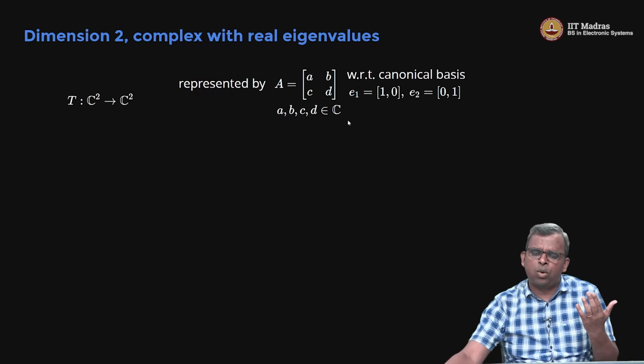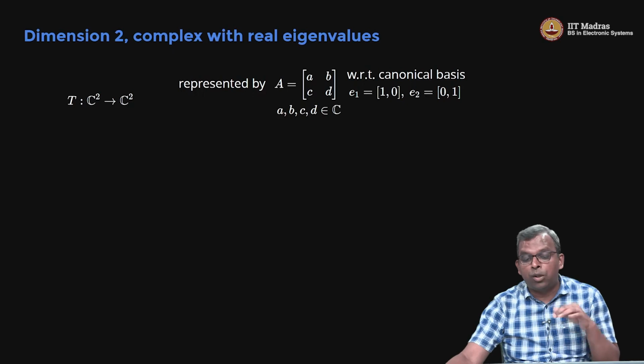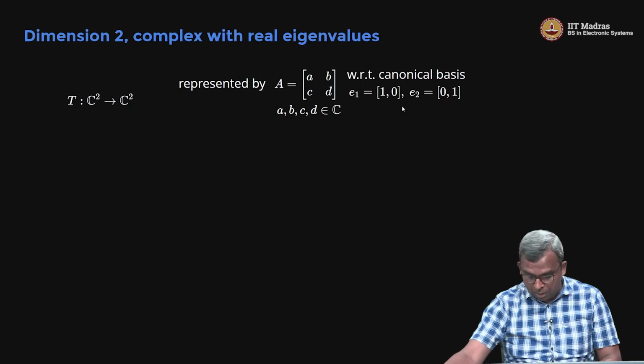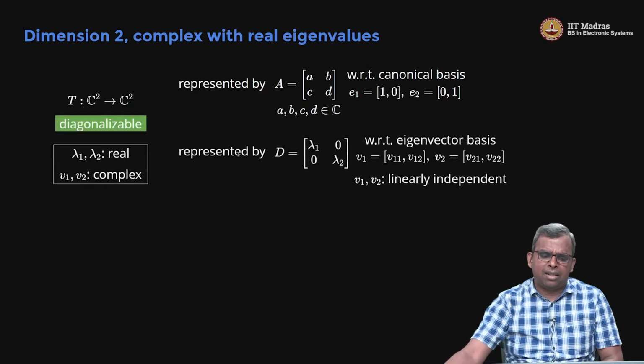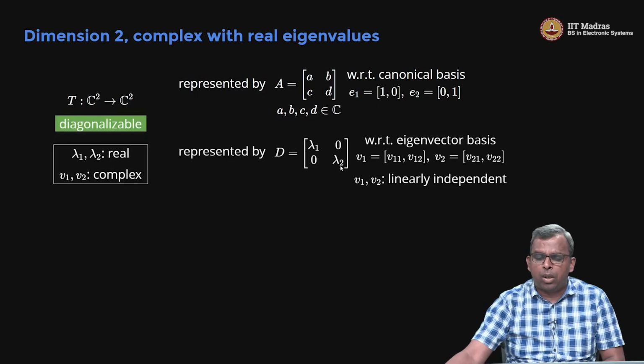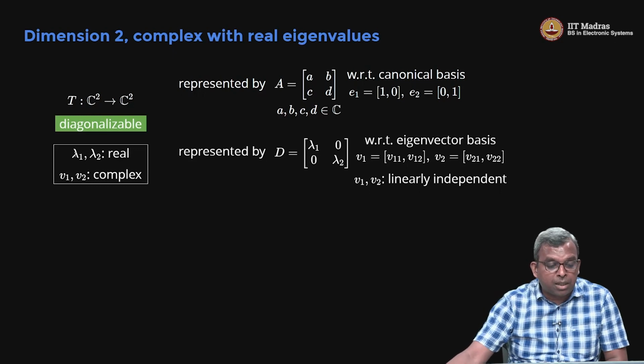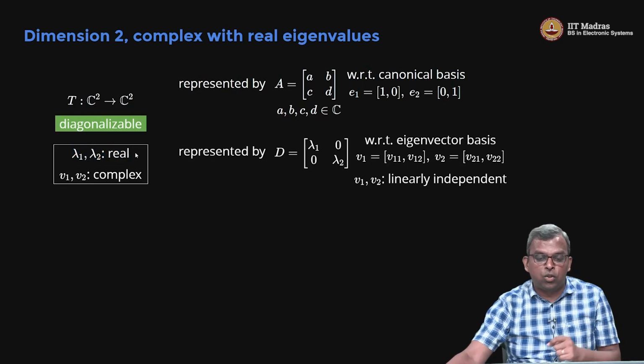Previously we had looked at the case when A, B, C, D were real. It was simple enough to understand, but now A, B, C, D could be complex with respect to some canonical basis. I am going to assume T is diagonalizable. So, it is represented by a lambda 1, lambda 2 diagonal matrix with respect to some eigenvector basis, and this V1, V2 are linearly independent. And here is my crucial assumption: I am going to assume lambda 1, lambda 2 are real. I want the eigenvalues to be real.